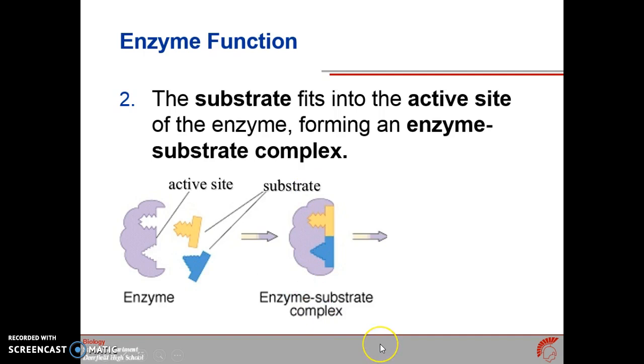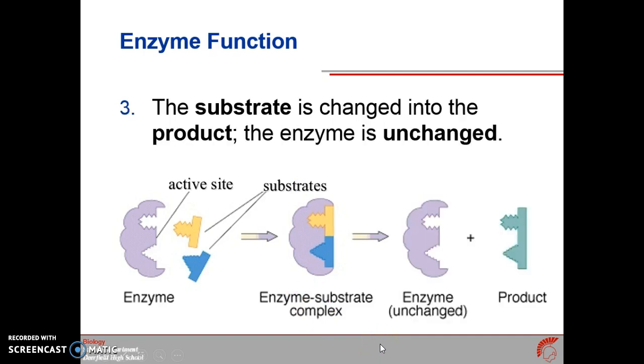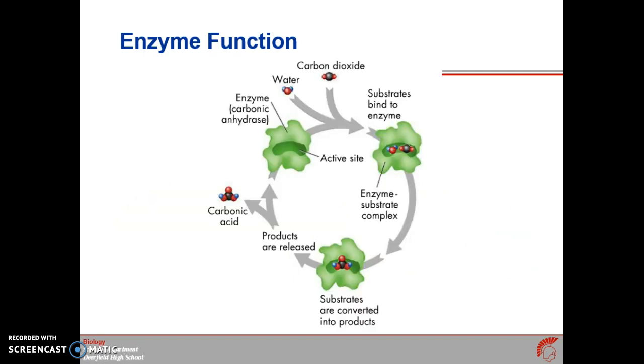So this is an intermediate product. The substrate is changed into a product. These substrates, we start with two of them, are changed into one product. And notice that the enzyme is unchanged, and therefore it's reusable.